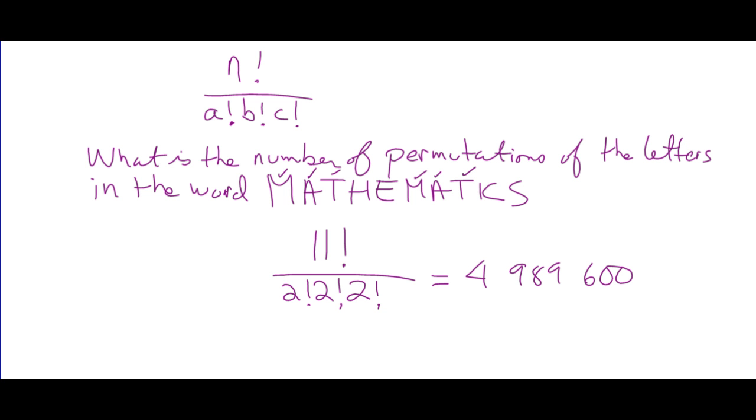Now 11 factorial itself would be a lot bigger than that, right? Because we know 10 factorial is like 3 million something, so 11 factorial is going to be 30 million, or higher than 30 million, right? But we can't tell the m's apart. We can't tell the a's apart. We can't tell the t's apart, so we divide out the objects which are alike. Okay, questions?